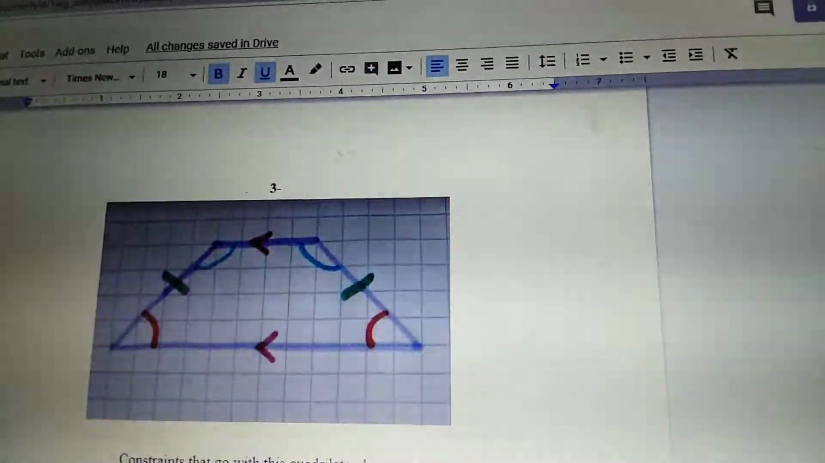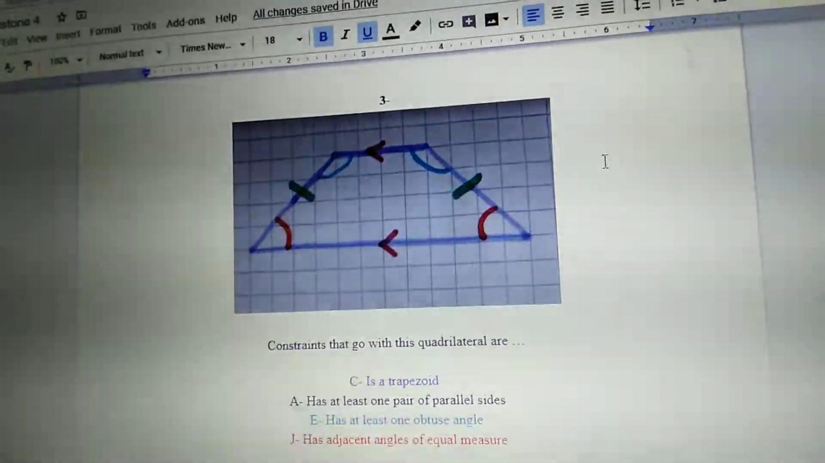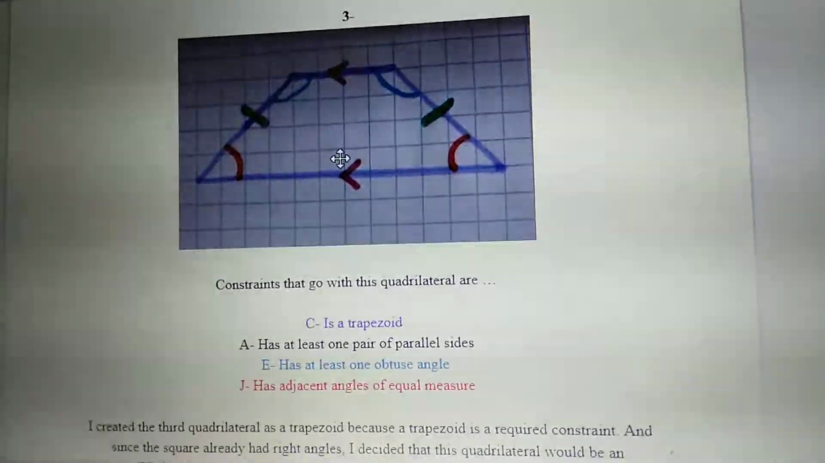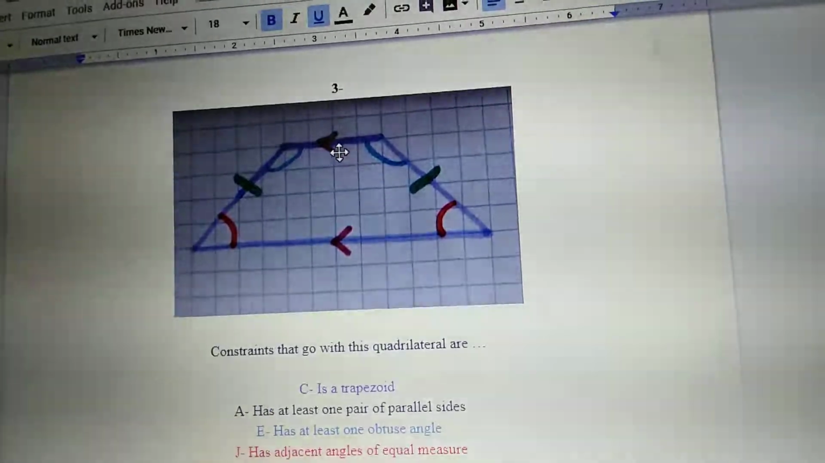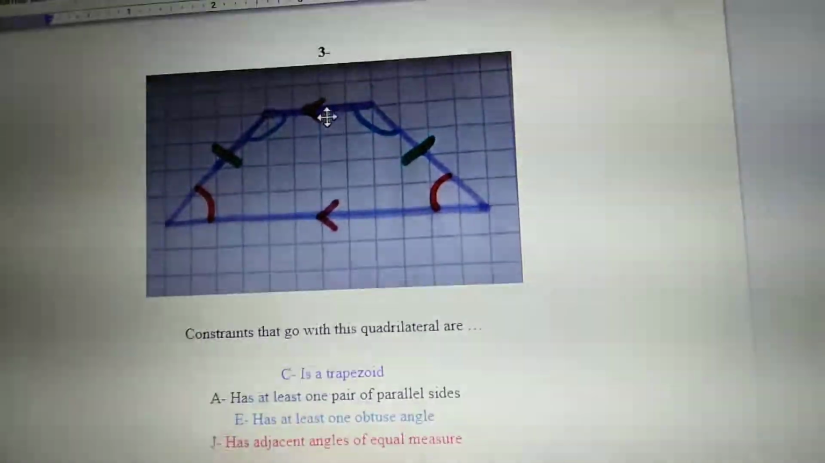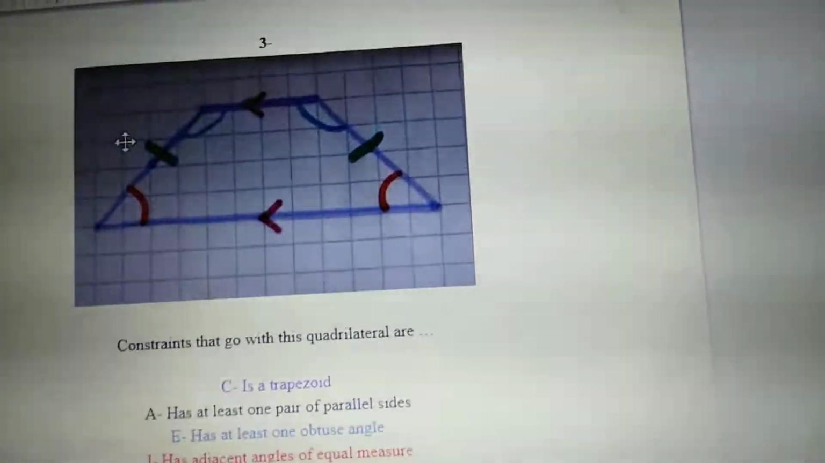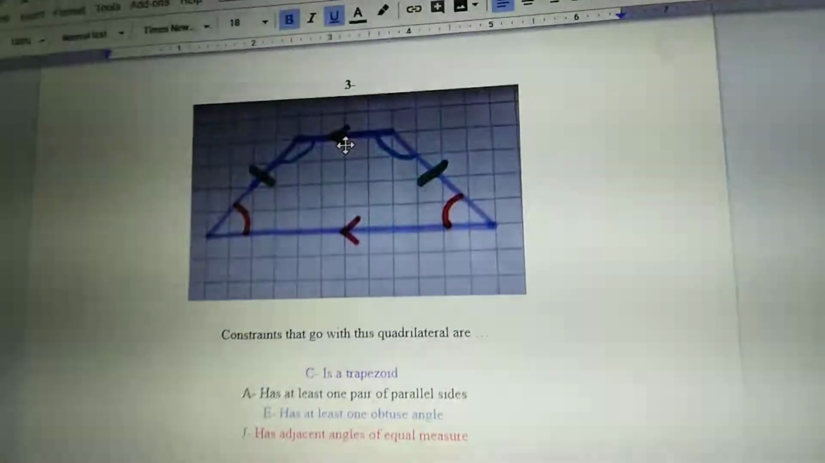And then number 3, I chose to draw it as a trapezoid, and the constraints that go with this quadrilateral are: C, it is a trapezoid, so I drew it in purple. A, it has at least 1 pair of parallel sides, and I marked it in a magenta color here, on opposite sides. And then E, it has at least 1 obtuse angle. I marked it in a nice pretty aqua blue right here.